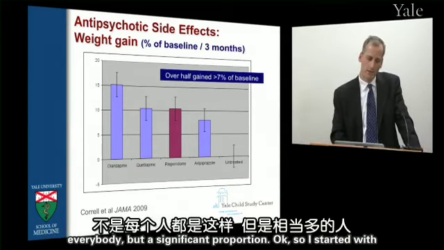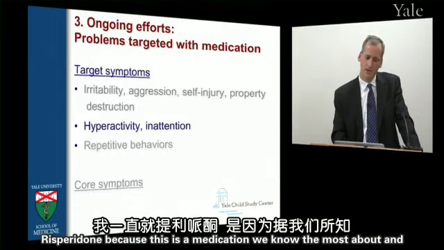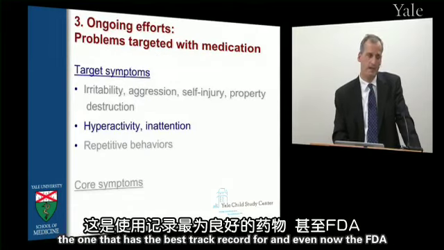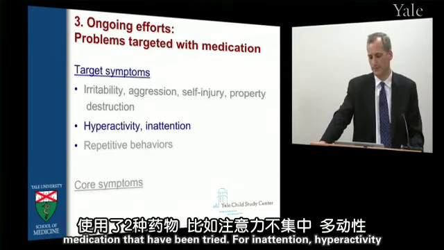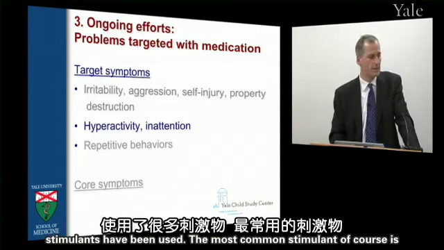Okay, so I started with risperidone because this is the medication we know the most about and the one that has the best track record, and even now the FDA approval, as I mentioned. But there are 2 other classes of medications that have been tried. For inattention and hyperactivity, stimulants have been used.